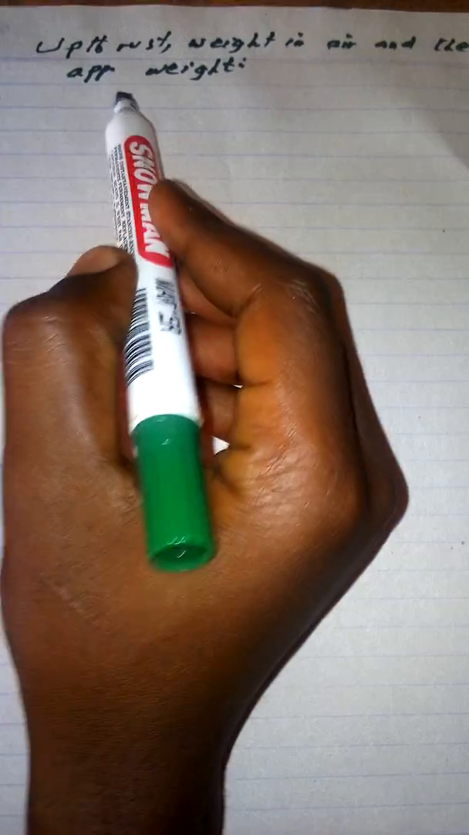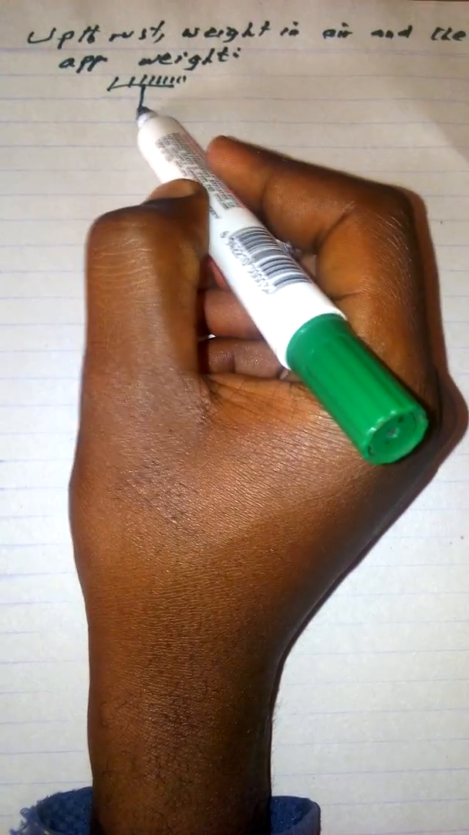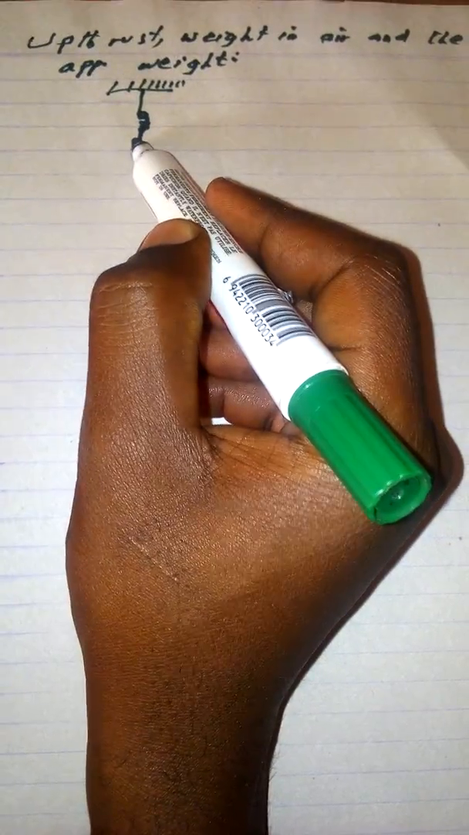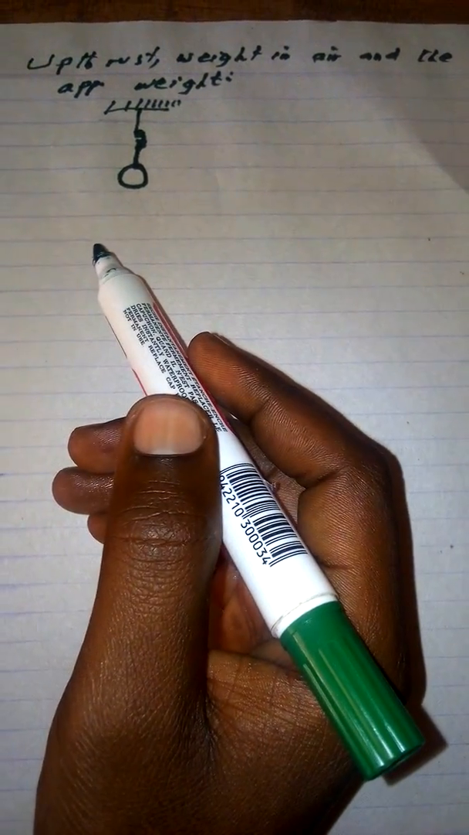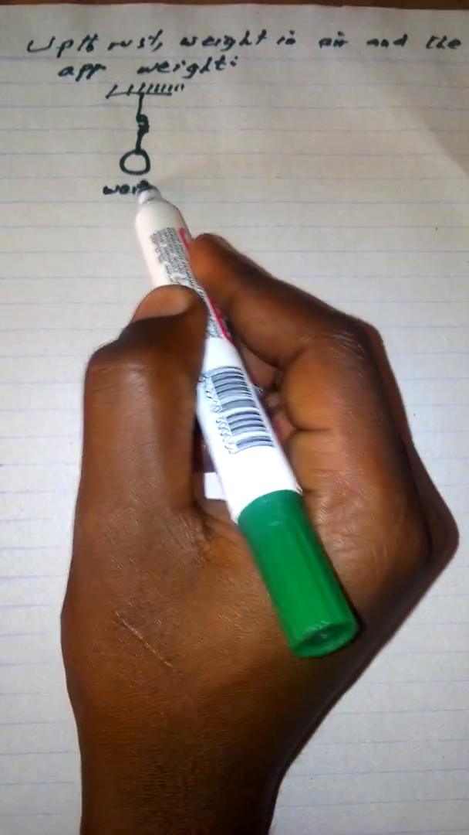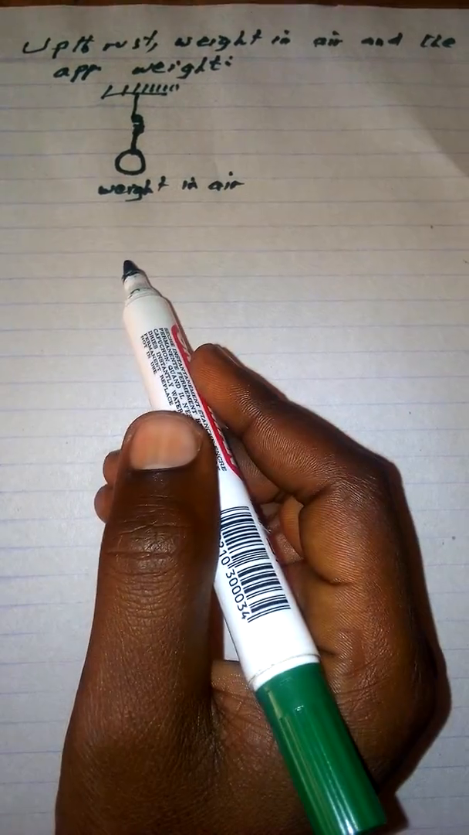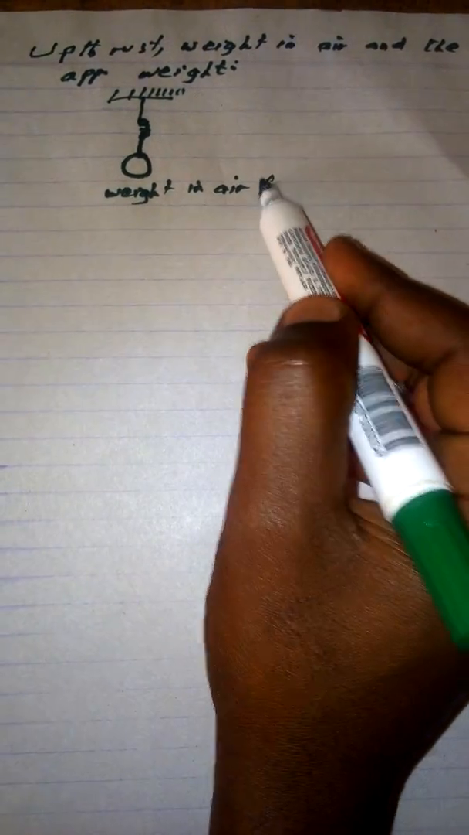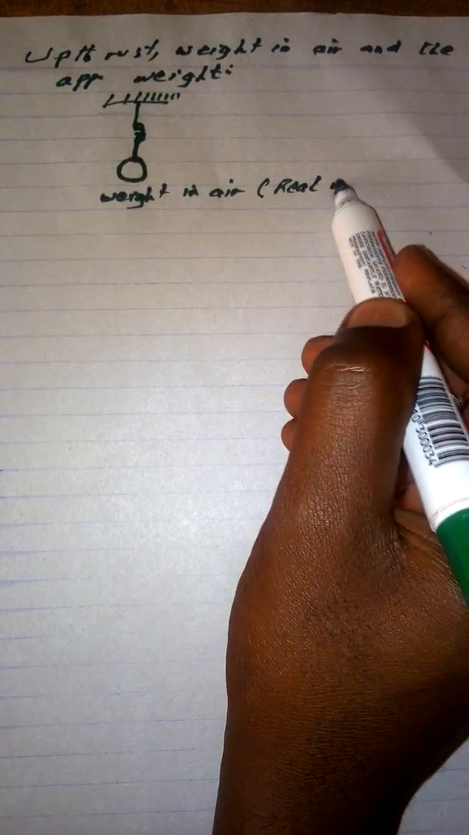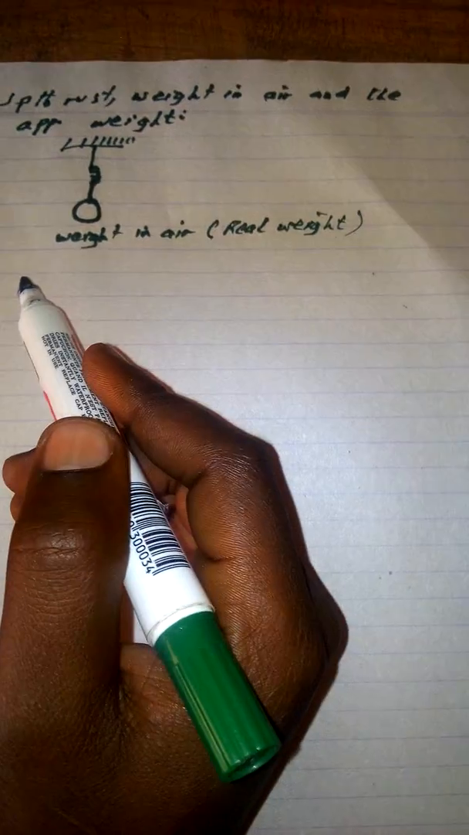He recorded by using the spring balance. He took the spring balance, then he recorded the real weight of this stone when it is in air. And this is called weight in air, which is the real weight of the object. Sometimes it is called real weight. And this was the first part of his experiment.